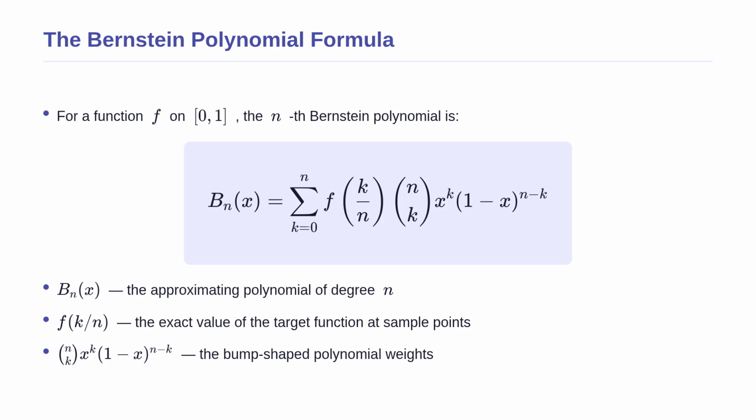The term f of k over n is simply the exact value of our target function at specific evenly spaced sample points. The rest of the expression, involving the binomial coefficient, creates a smooth bump-shaped curve that peaks exactly at that sample point. By adding these up from k equals 0 to n, we are blending these weighted samples together. As n increases, we use more samples, and the approximation becomes incredibly accurate.